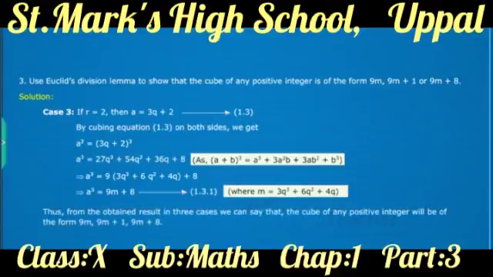Thus, from the obtained result in 3 cases, we can say that the cube of any positive integer will be of the form 9m, 9m plus 1, 9m plus 8.